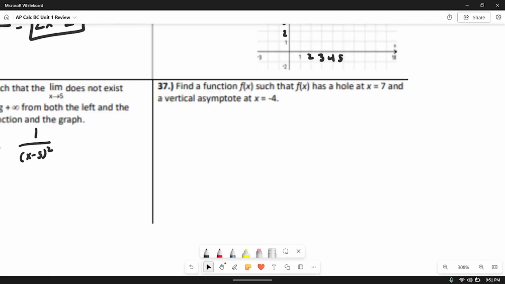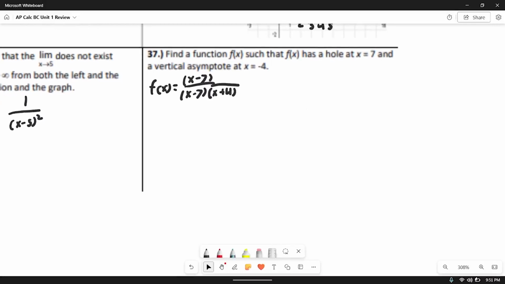Alright, find a function such that f of x has a hole at x equals 7. So a hole at x equals 7 means that x minus 7 cancels out between the numerator and denominator. So we can do something like that. And a vertical asymptote at x equals negative 4. So we can put our x plus 4 in the denominator like that.